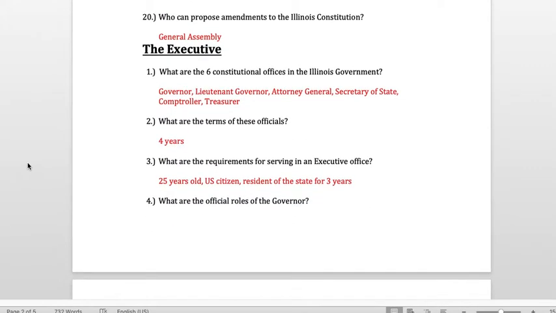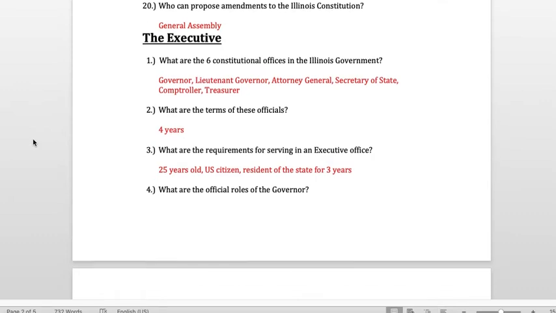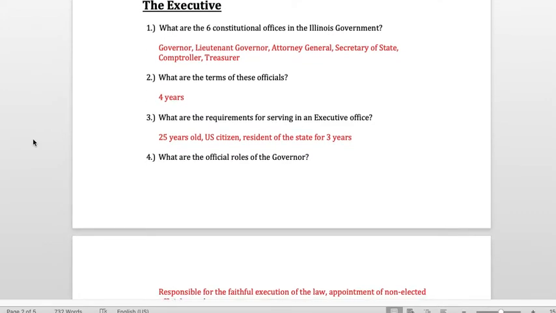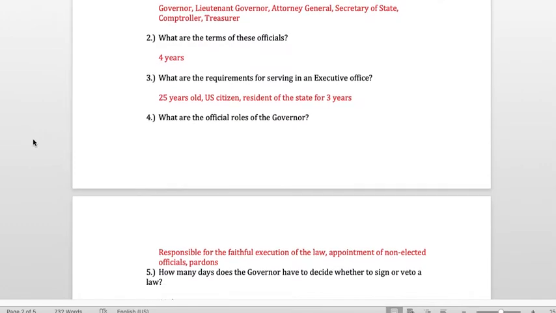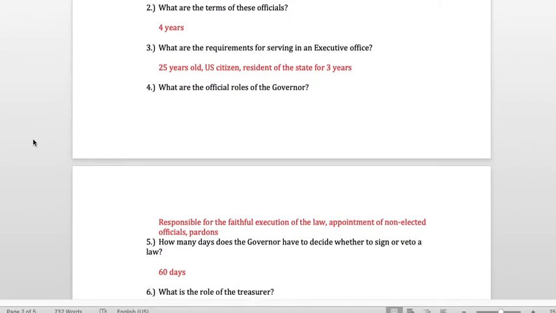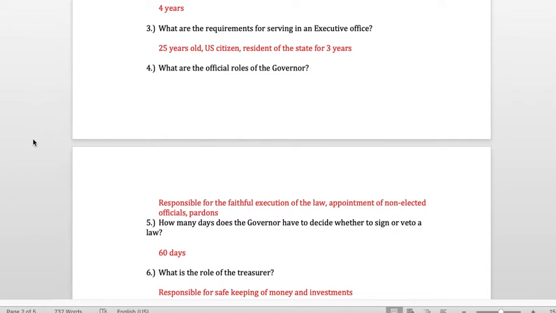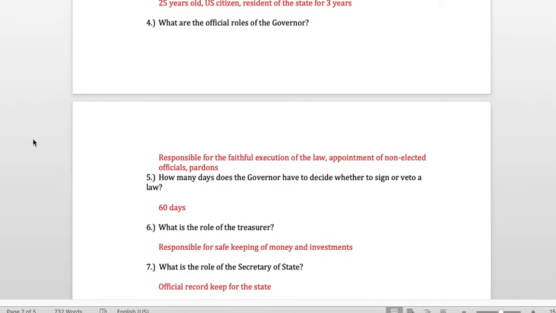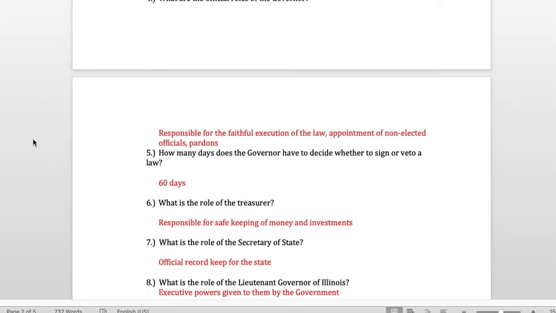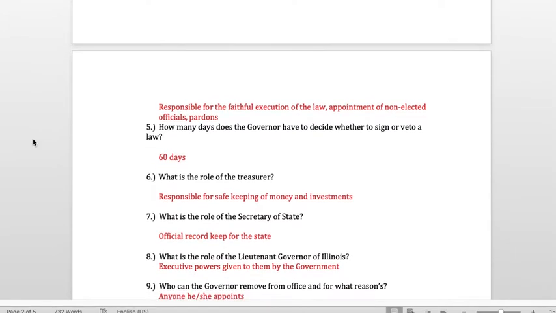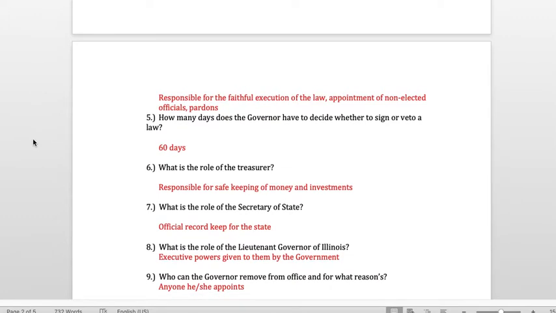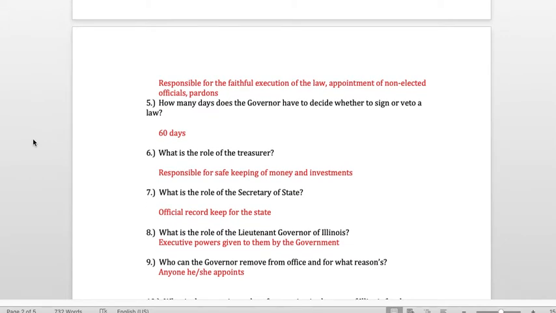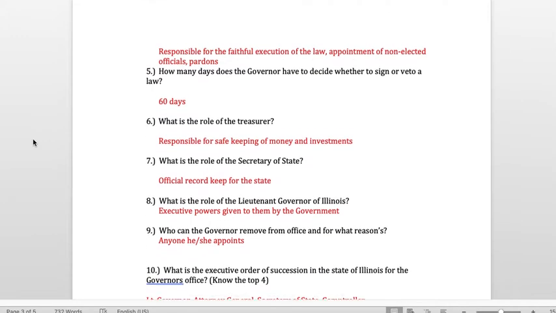Looking at the executive branch, you have 6 constitutional offices that are elected under the executive branch: governor, lieutenant governor, attorney general, secretary of state, comptroller, and the treasurer, and they serve 4-year terms. You must be 25, live in the United States as a U.S. citizen, and a resident of the state for 3 years. The official role then of the governor is responsible for faithful execution of the law, and then he gets to appoint a lot of different officials within the government and also can grant pardons. The governor then gets 60 days when a bill is sent to them, whether to sign or veto it.